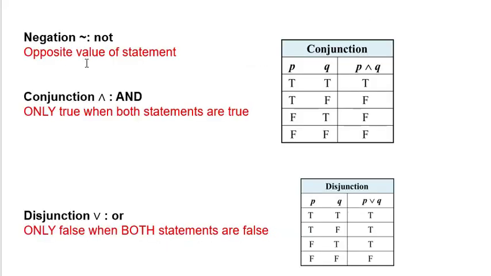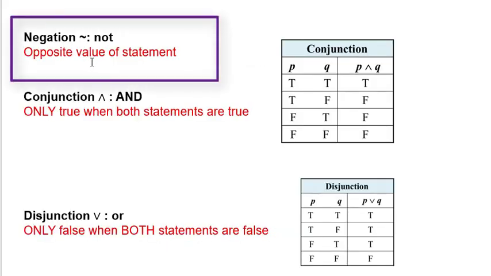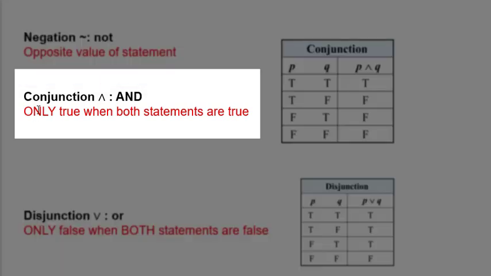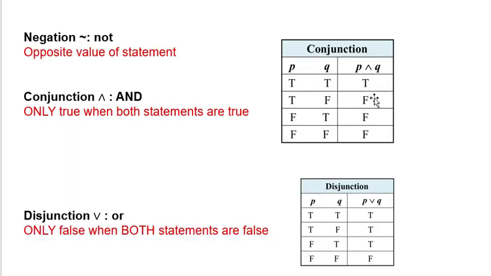Okay, now the negation. That's just the opposite of what you have. If you have true, the negation is false. Conjunction. We also know this as and. This is only true when the P and the Q are true. All the other times it is false.